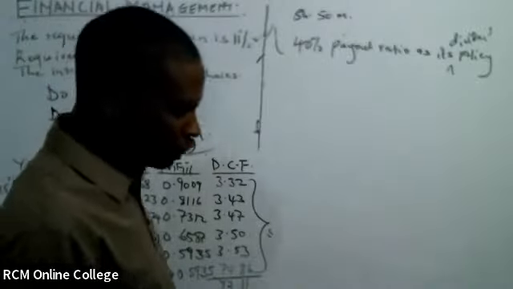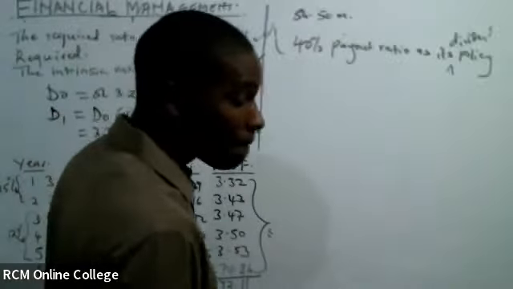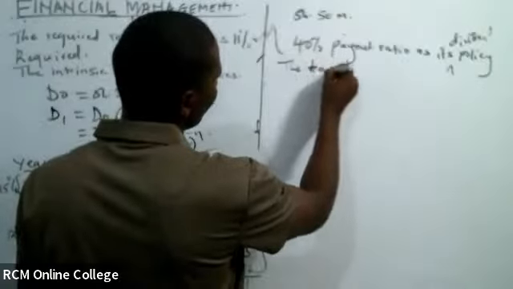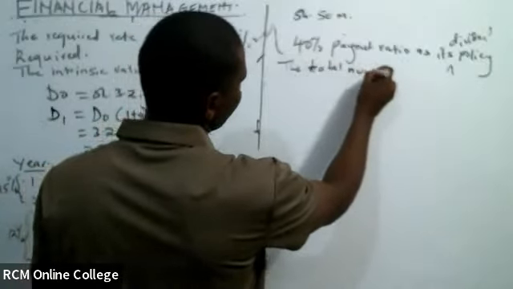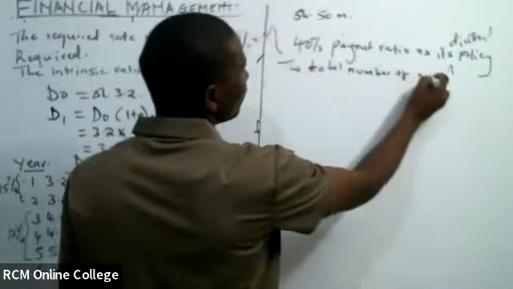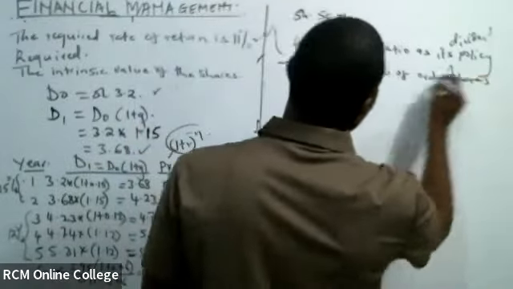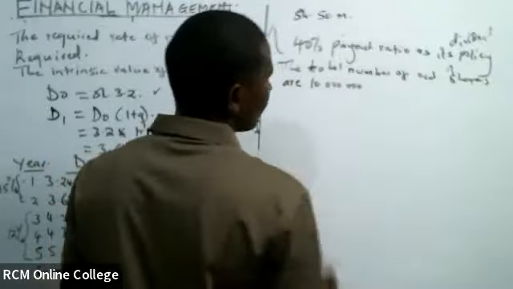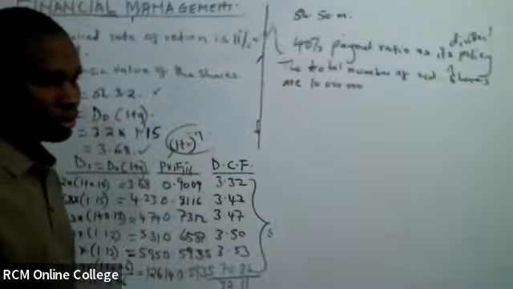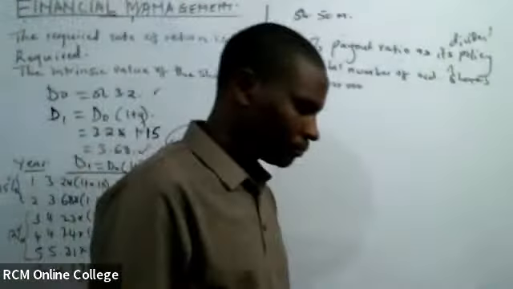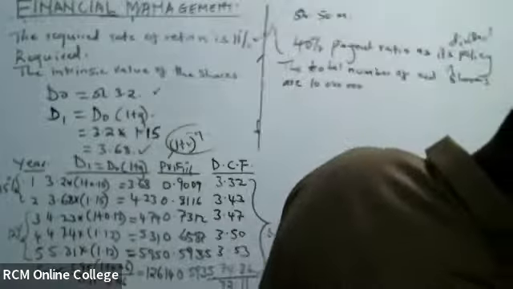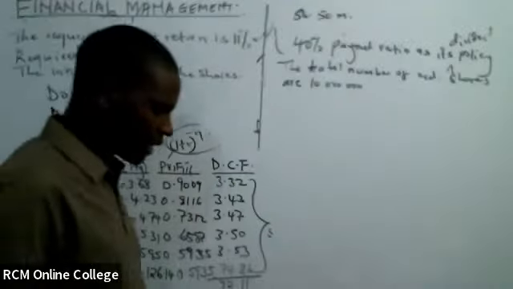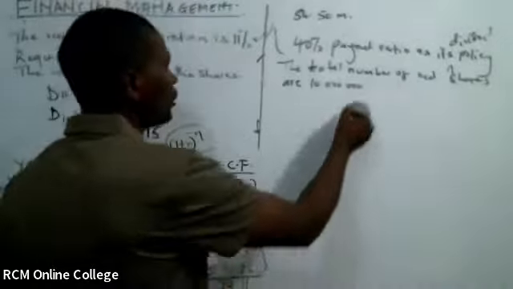The total number of issued ordinary shares is 10 million. Full stop.